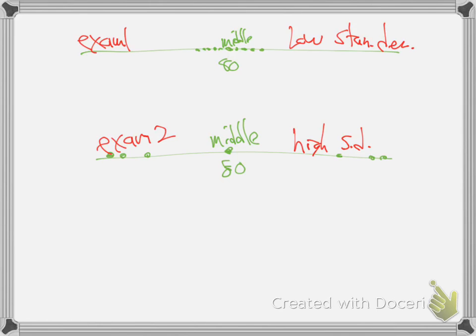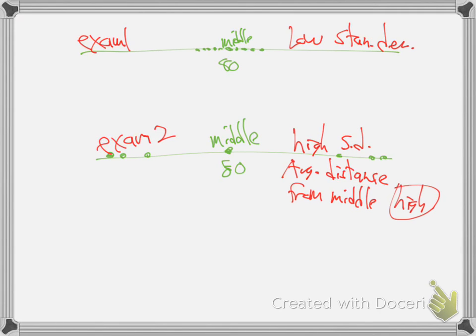Average distance from the middle. The average distance from the middle here is high, isn't it? It's a high standard deviation. Here, the average distance from the middle is low. Everybody's close to it. They're not very far from the middle on average.